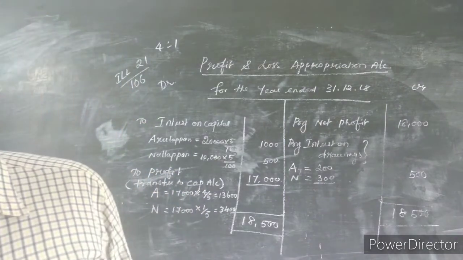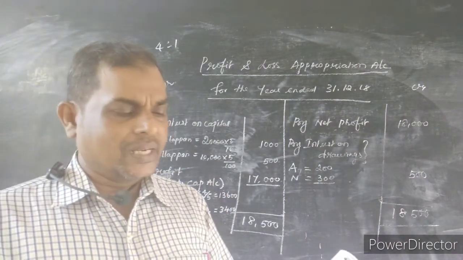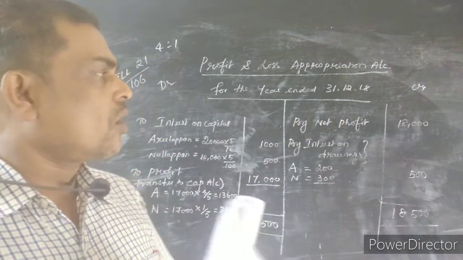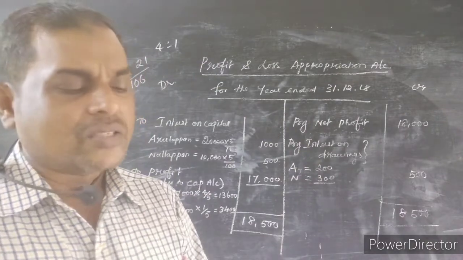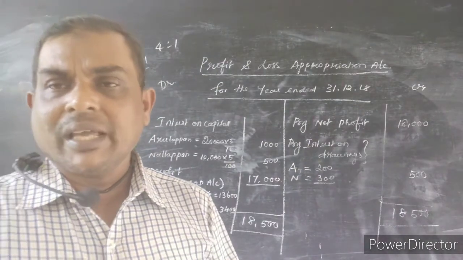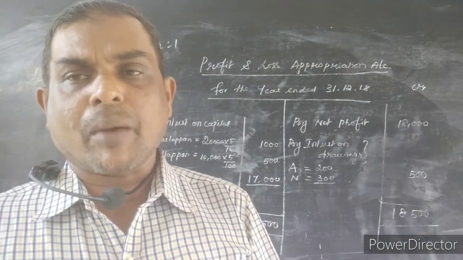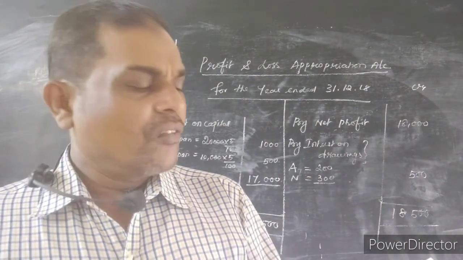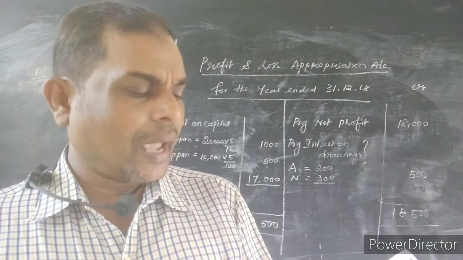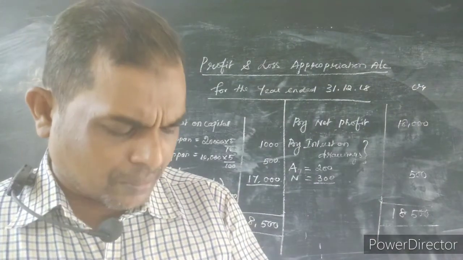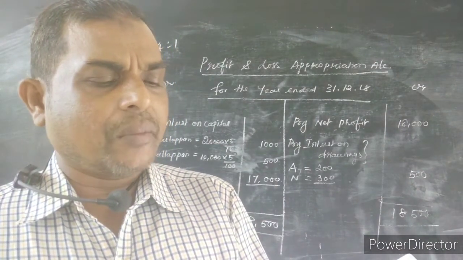So please see the textbook, page number 107. It is available clearly. Journal entries. So after preparing profit and loss appropriation account, we have to pass the journal entries if they asked. Here in this question they have asked what? After preparing the profit and loss appropriation account, we have to pass journal entries. First journal entry is for whom? That is for interest on capital. See the journal entries, page number 107. So date, particulars, LF, debit, credit.